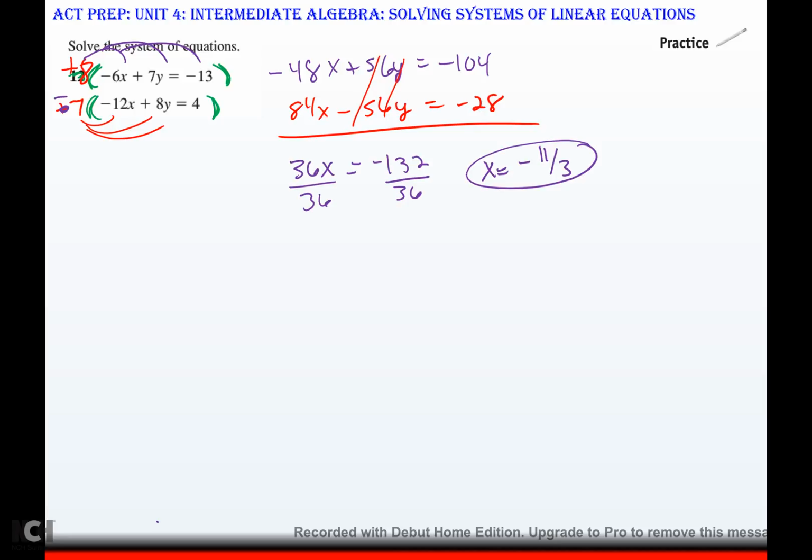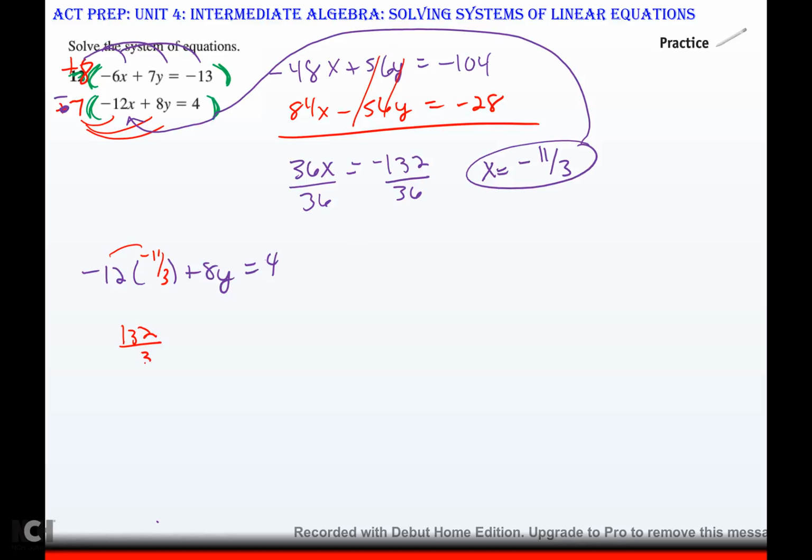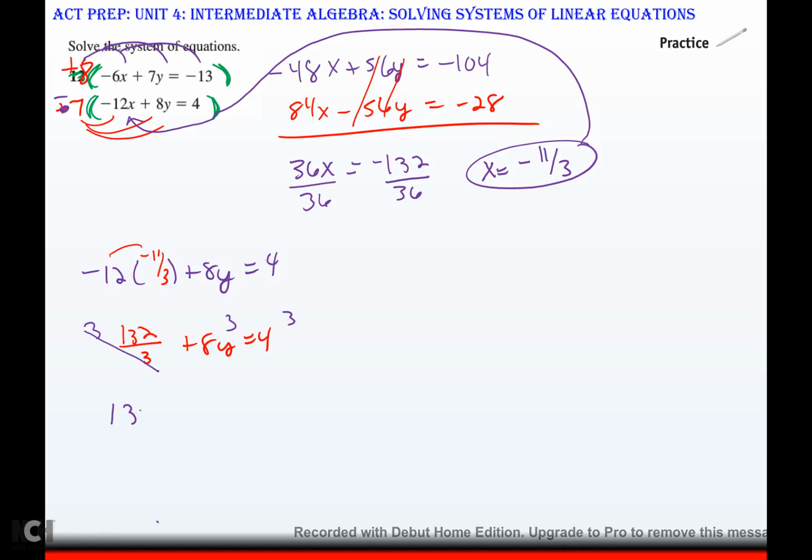Okay, so now I have to substitute, and I went to the bottom. So I have negative 12 times x plus 8y equals 4. I'm going to plug in my negative 11/3. Distribute the negative 12, I get a positive 132 over 3 plus 8y equals 4. Get rid of dividing by 3. If I multiply by 3, which will cancel that, it leaves 132 plus 24y equals 12.